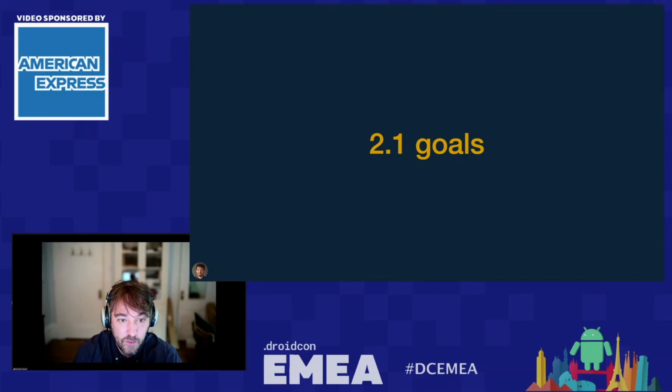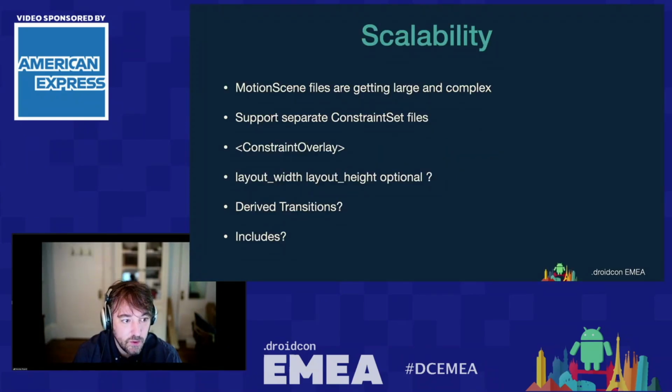So we're going to focus more on immediate features, immediate needs that we think are going to make a meaningful difference in your workflow. Next. One of them, for example, is scalability. Specifically with motion scenes becoming larger, it becomes interesting to be able to split them up into different files, so that you can organize and reuse some of them across different motion scenes. So we're going to support splitting them up like that.